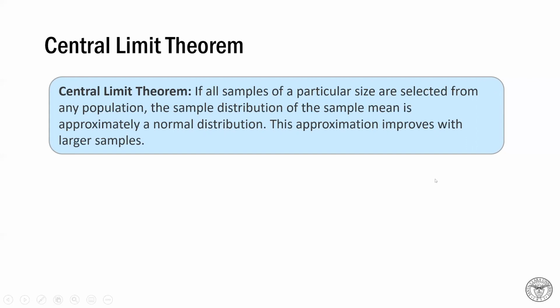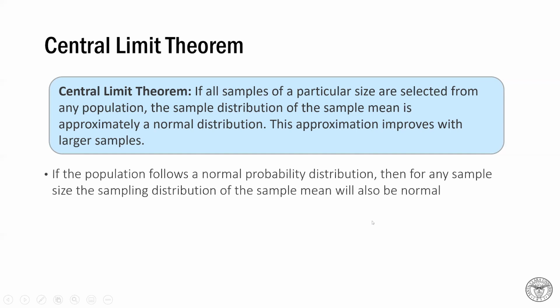The central limit theorem is one of the most useful conclusions in statistics, and it's true for all population distributions. This allows us to use the normal probability distribution to create confidence intervals for the population mean and perform tests of hypotheses in the next module. There are several related properties regarding the sample size. First, if the population follows a normal probability distribution, then for any sample size, the sampling distribution of the sample mean will also be normal.